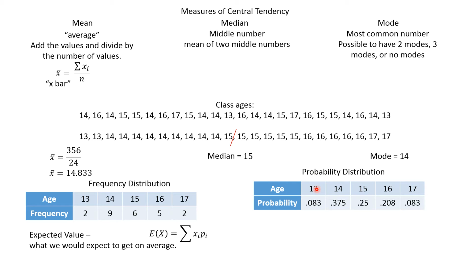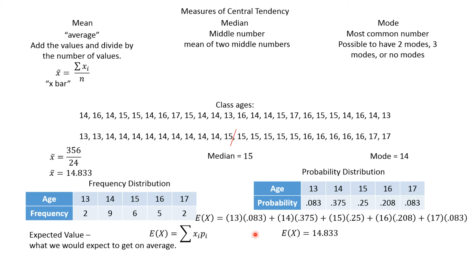All it means is we're going to take this times this, plus this times this, plus this times this, plus this times this, plus this times this. We multiply the columns in the distribution set up this way, and we just add them together. So in our case, it would look like this: 13 times 0.083 plus 14 times 3.75 plus 15 times 0.25, etc., etc. And when we multiply and add, we get that the expected value equals 14.833, which is the same as the mean. Those two things are the same.